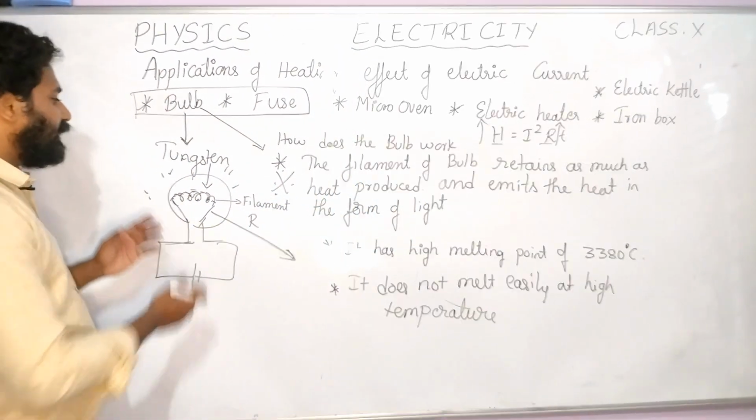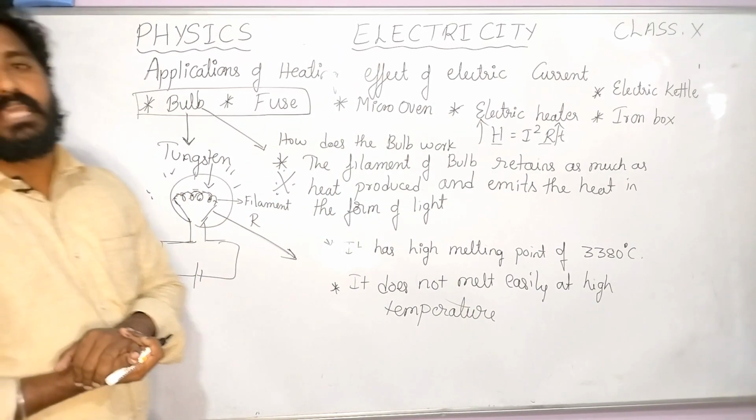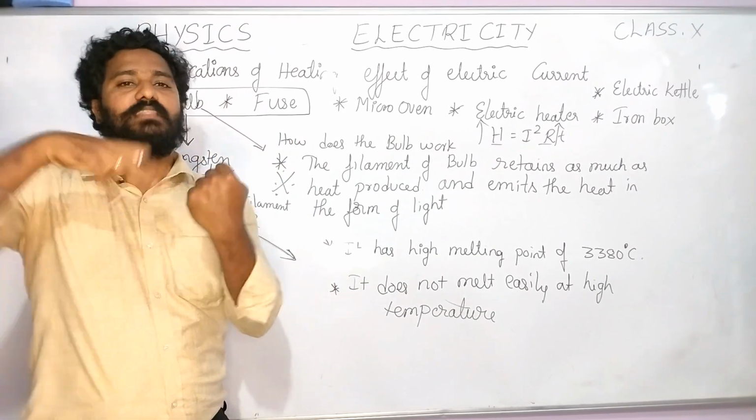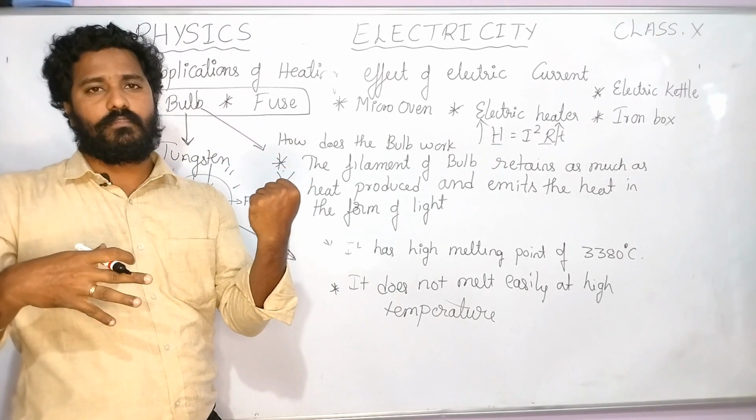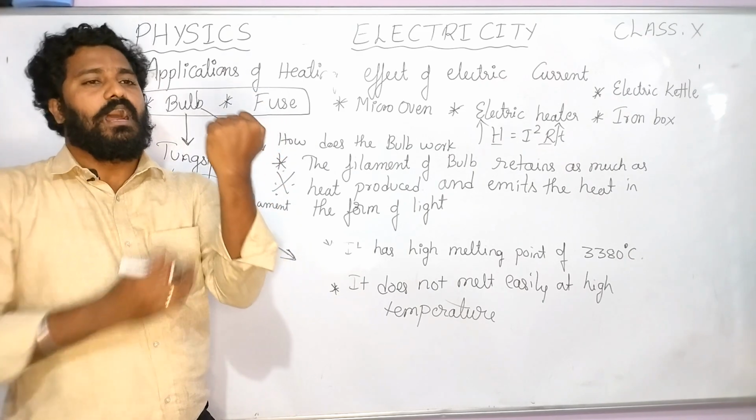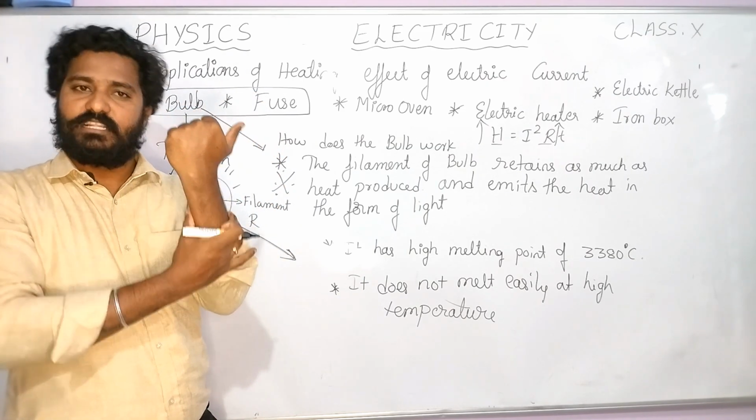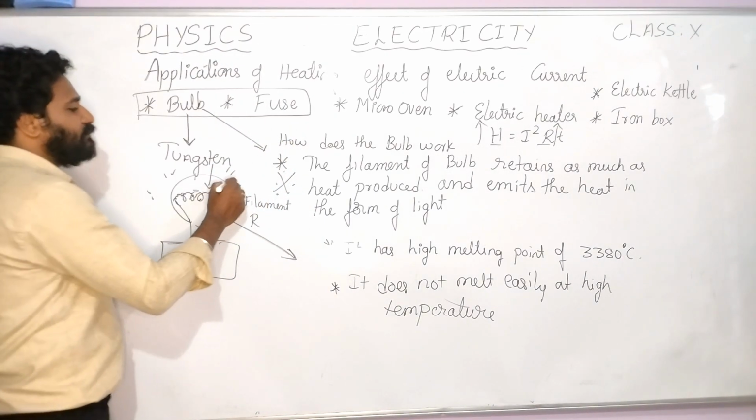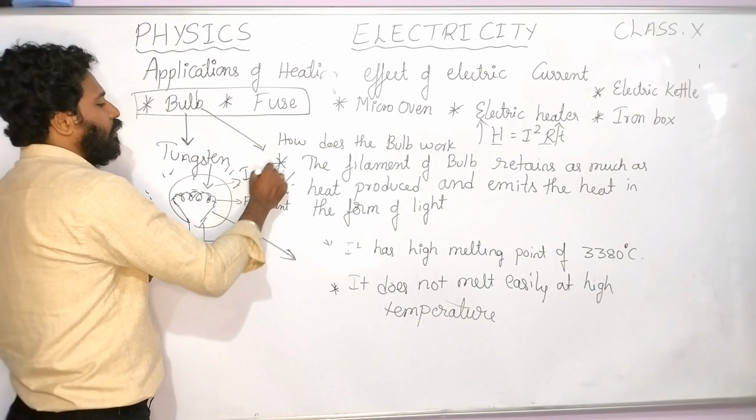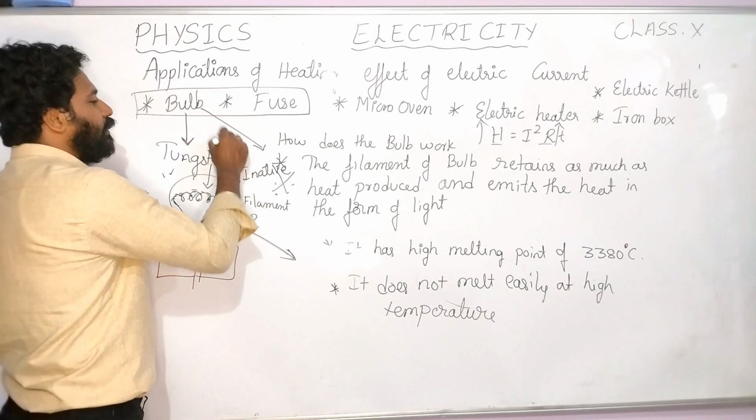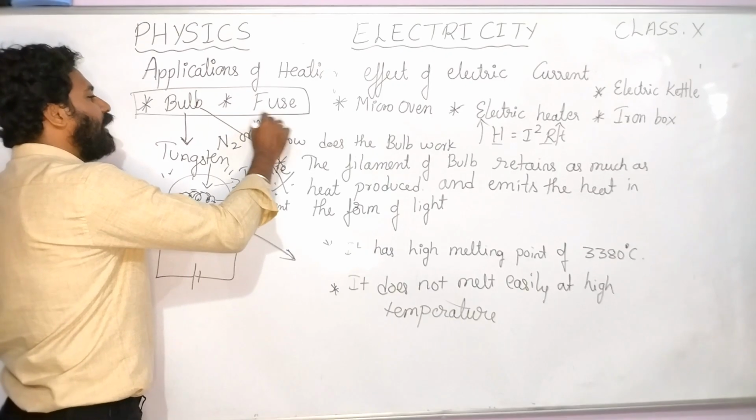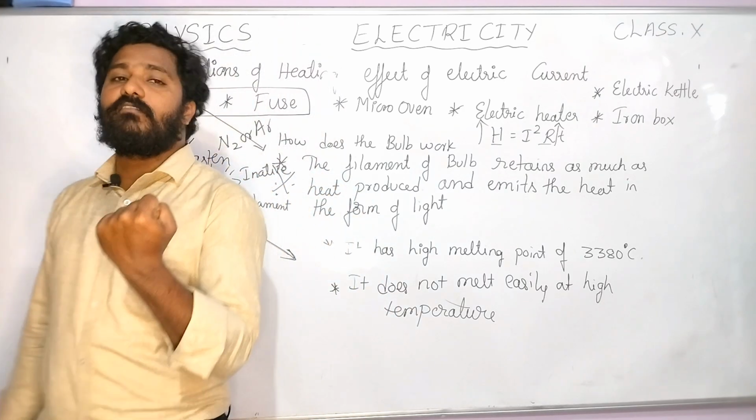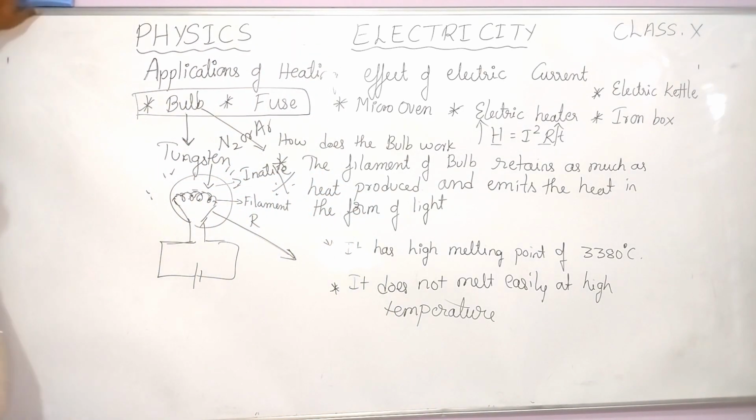And also it is thermally isolated. Thermally isolated means it is not kept in contact with anything else. It is kept separate. That is called thermal isolation, and it is supported with some glass, which is an insulator, inside the bulb. The bulb is filled with inactive nitrogen (N2) or argon gases.